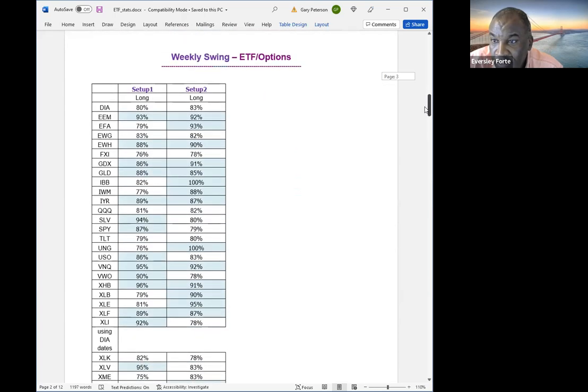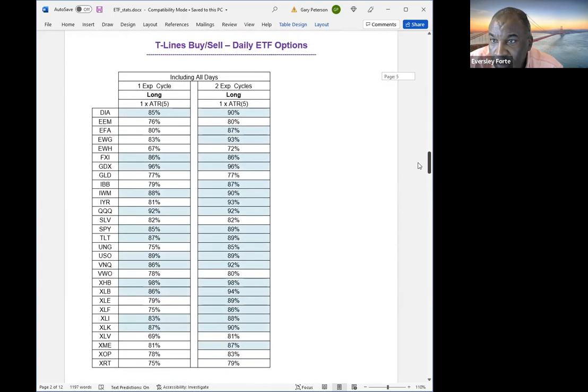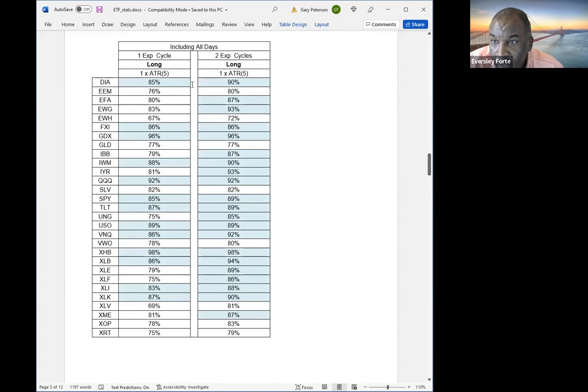There are some of the stats for the weekly strategy. We're going to get to the daily. What you see here is not what we looked at today. It's one of the other strategies for the ETF options. If it's in light blue, it means it's 84% or higher for that ETF. So you can see with more time for expiration, we get the higher percentage wins. This is what we track.